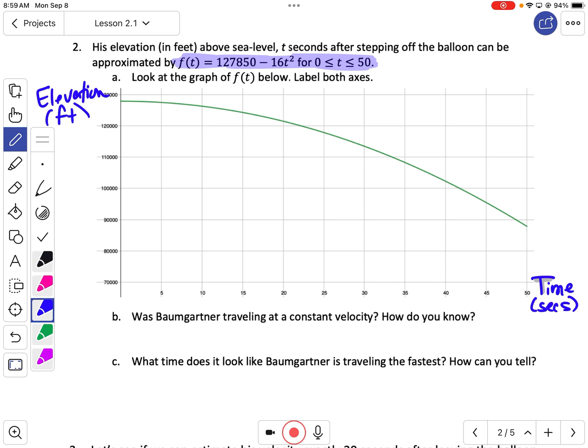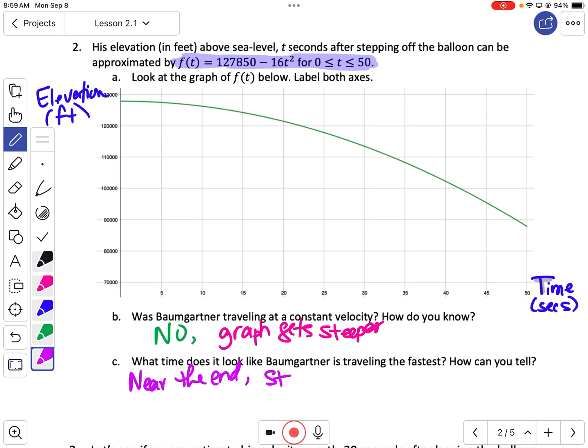Was he traveling at a constant velocity? No. How do we know that? Yeah, the graph gets steeper. If we're looking at the slopes, the graph is getting steeper and steeper, so we don't have a constant rate of change. When do you think he would be traveling the fastest? Yeah, around 50 seconds based on what we could see near the end, because that's where we would have the steepest slope.